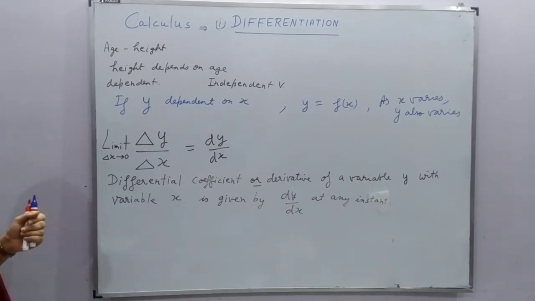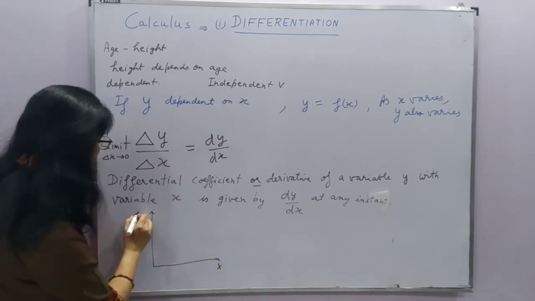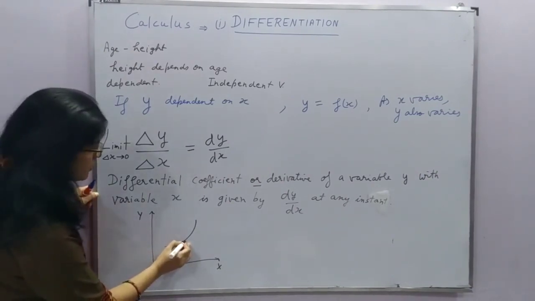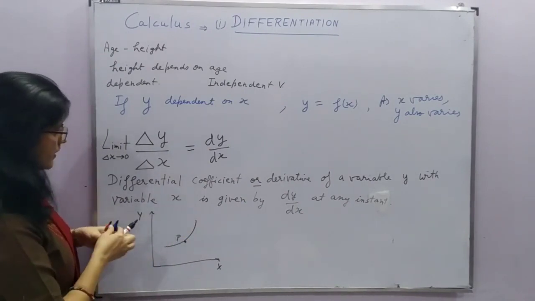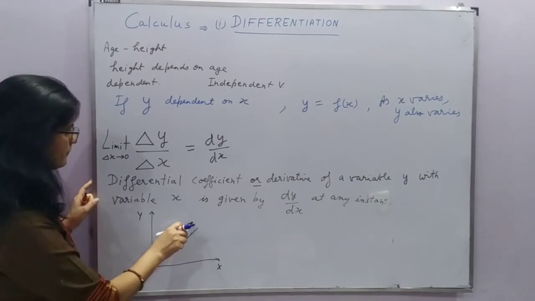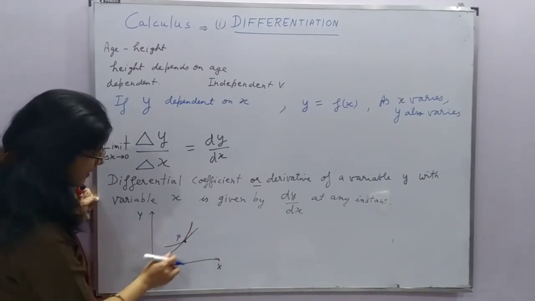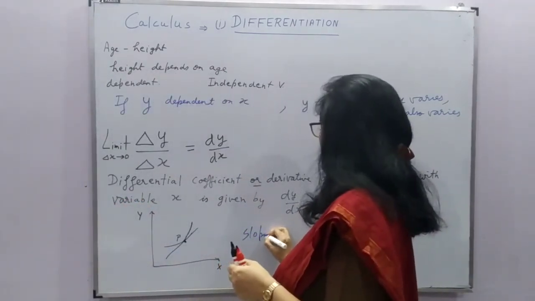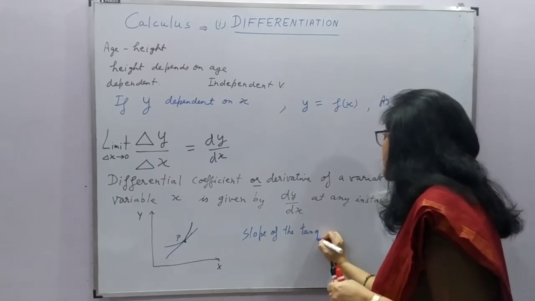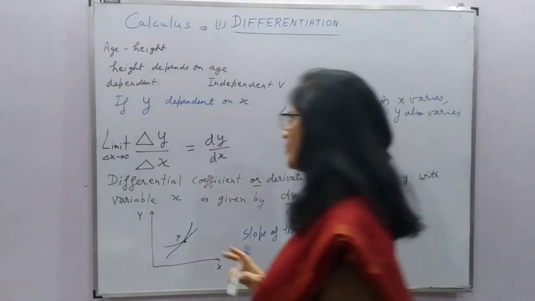If we talk in terms of geometry, right? So, we know that if we have x independent variable and y dependent variable, right? And we have any curve which is giving us any function. So, at any point, if we are drawing any tangent, this will give the instantaneous value at this point P, as we had discussed in case of instantaneous velocity. So, this slope of this tangent at P gives the derivative of y with respect to x. Slope of the tangent at P is dy by dx. This is the geometrical form of differentiation.